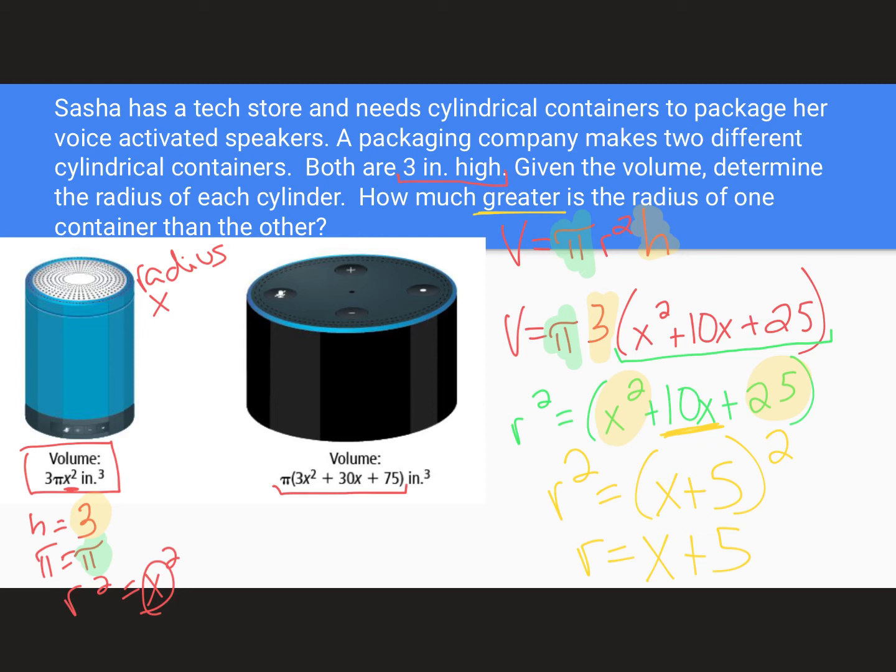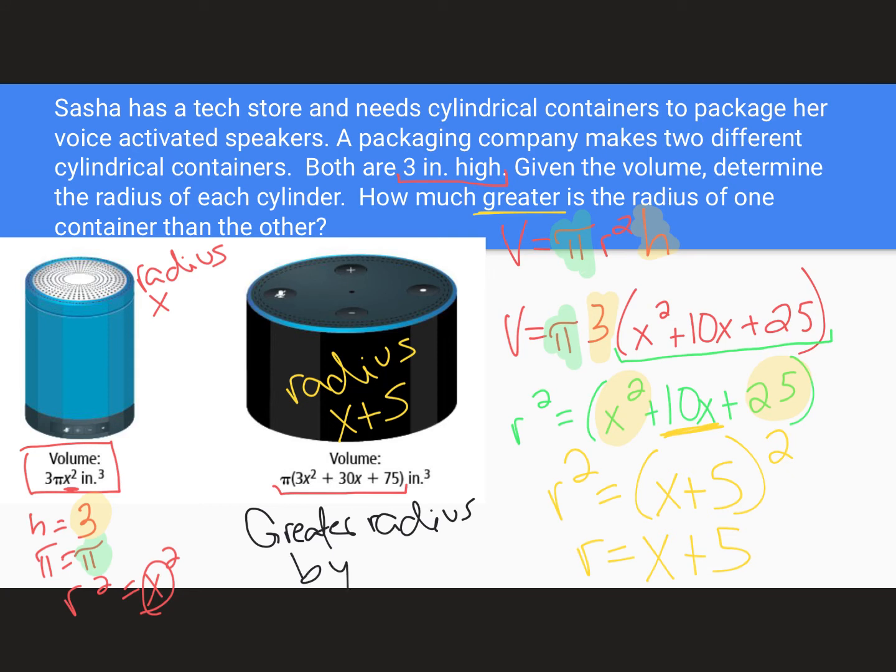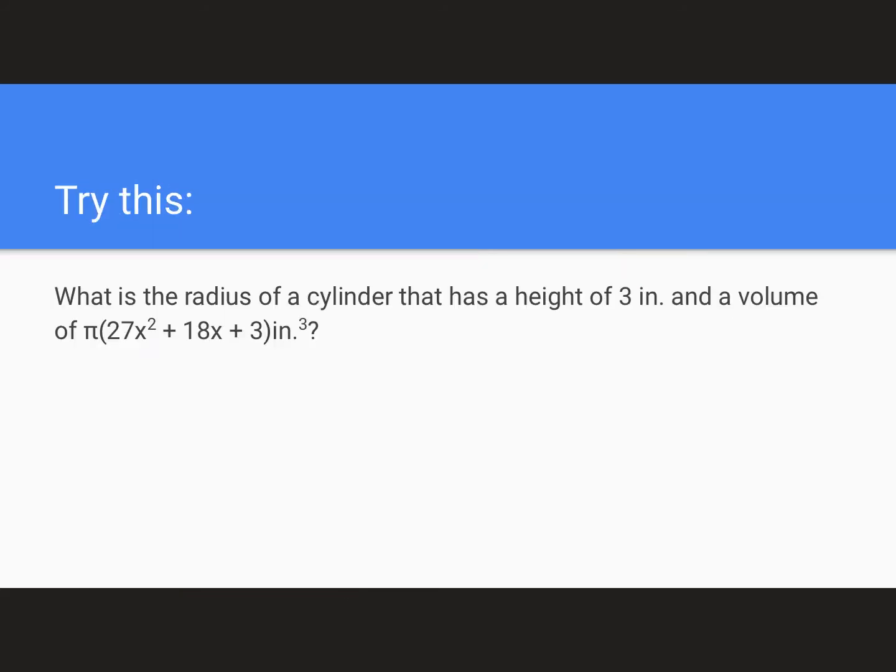Well, if the radius of the first one was x and the radius of this one is x plus 5, then this one has a greater radius by 5 inches. Not too hard. We just had to use our formulas. So let's try this one.